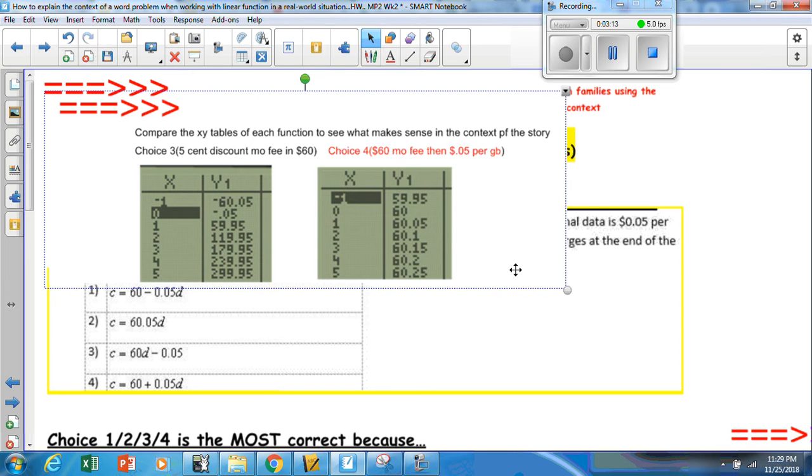Then we're going to have a $60 monthly fee, and anytime we go over that gigabyte, we'll be charged 5 cents. Just by looking at the table, it creates a vivid enough picture to allow you to justify your answer. If we were asked why choice B is the most correct answer, based on the table, we're going to have a $60 fee, and every time we exceed that 1 gigabyte threshold, we're charged 5 cents. That's how you'd answer it.